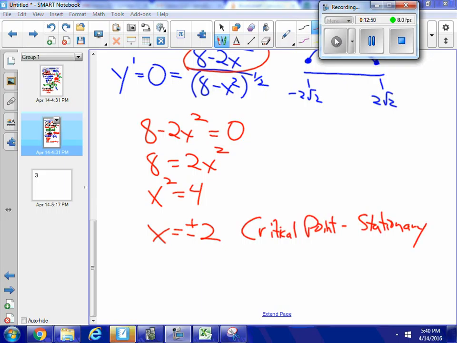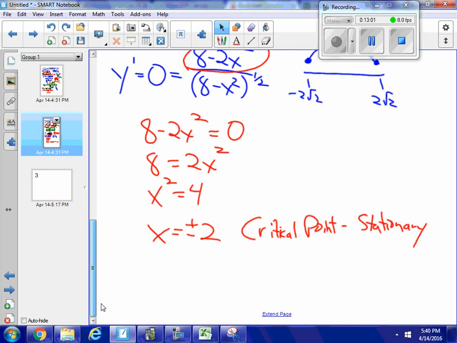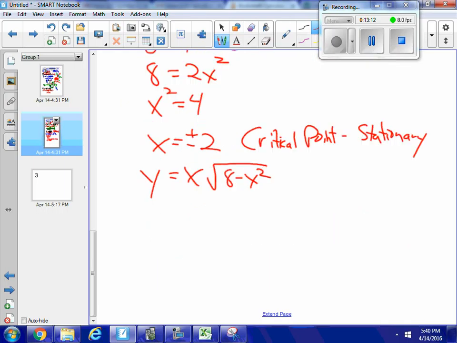Well, now I need to find what my y values are there, because I would like to have the actual point. So let's go back up to my original function, which is x times the square root of 8 minus x squared. So let's rewrite that. I have x times the square root of 8 minus x squared. That's my y, my actual function. And what are the values when I have x equals positive 2 and negative 2?